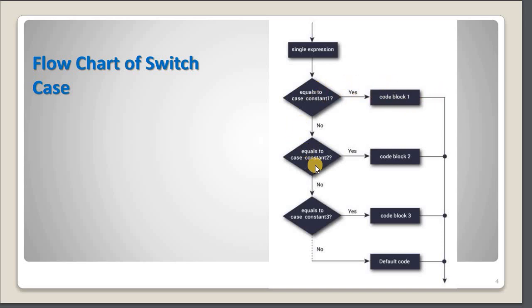If it doesn't, it checks the next one, and if the next one matches the expression, it goes to the code block. If it's not, it goes to the checking constant stage, and the constant check will continue according to the amount of constants you have set. And if you don't have a lot of constants, but you know that the range and the domain of your program is large, it's better that you use the default case.